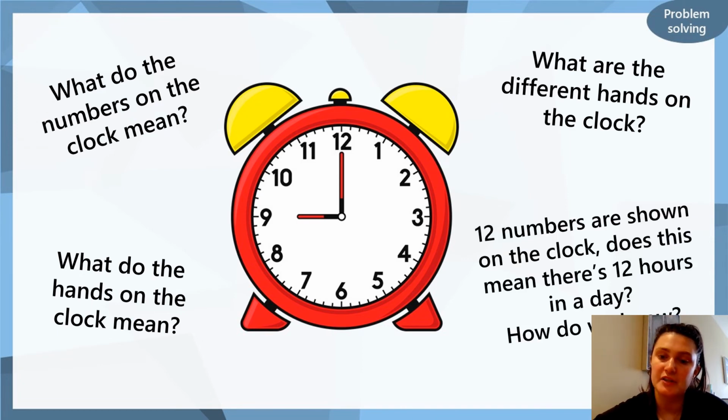So 12 numbers are shown on the clock. Does this mean there's 12 hours in a day? Well, we've already covered this. There are 12 hours on a clock, but we know that the clock goes all the way around 2 times in a day, and 12 plus 12 equals 24. So there's 24 hours in a day, but there are only 12 hours on a clock.